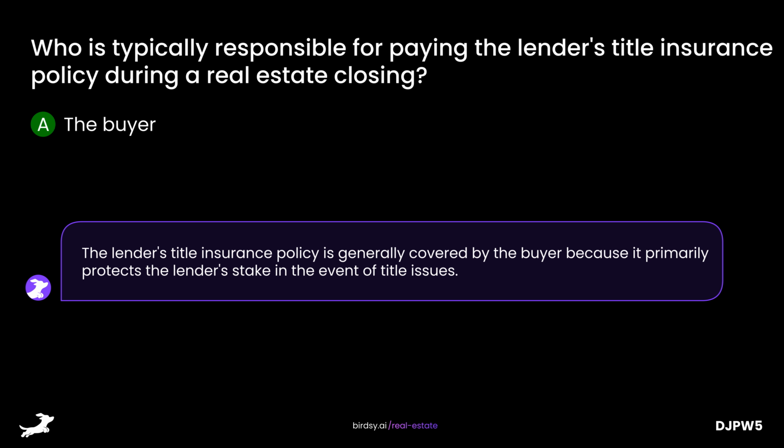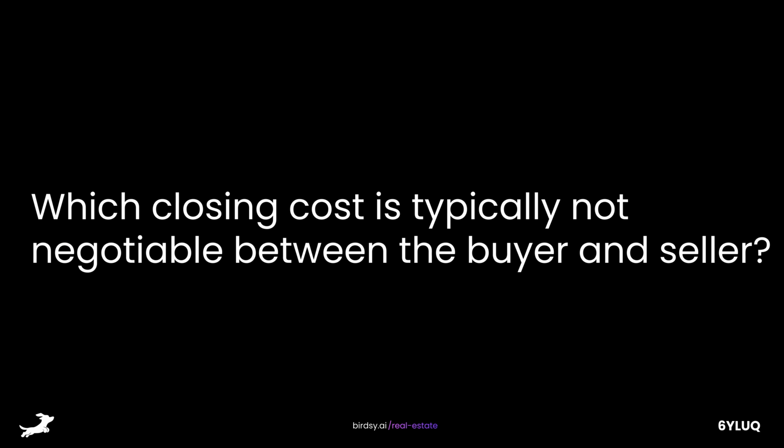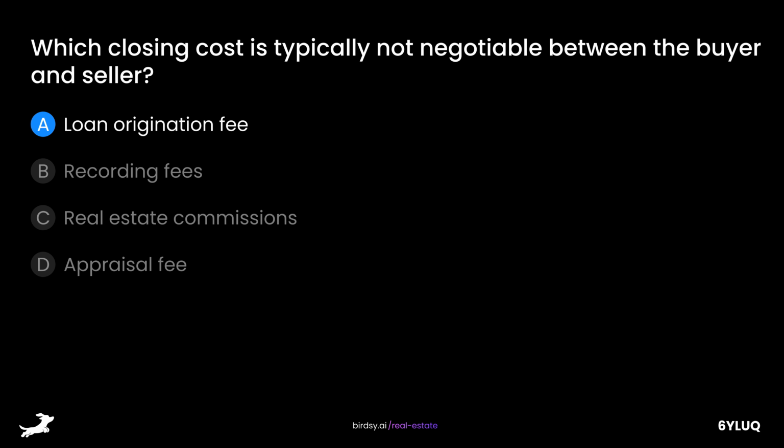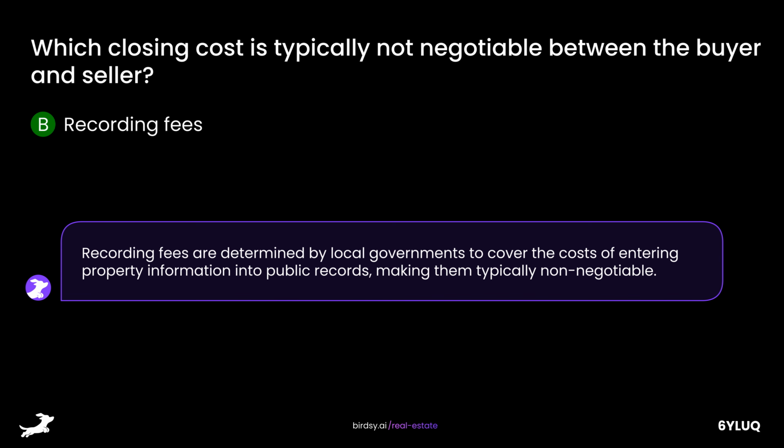event of title issues. Which closing cost is typically not negotiable between the buyer and seller? Is it A. Loan origination fee, B. Recording fees, C. Real estate commissions, or D. Appraisal fee? The answer is B. Recording fees. Recording fees are determined by local governments to cover the costs of entering property information into public records, making them typically non-negotiable.